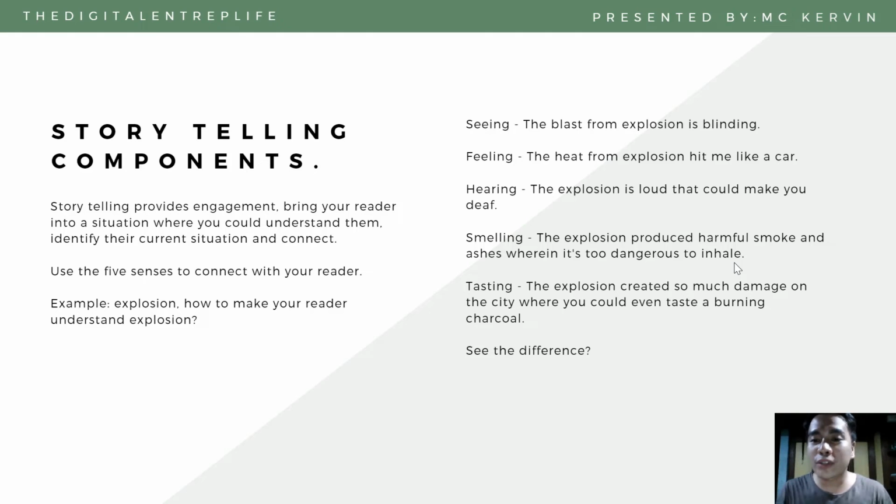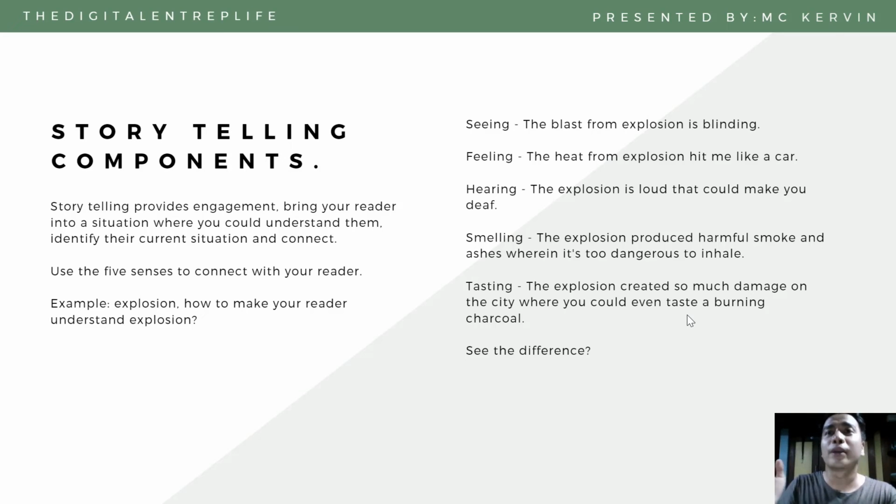The explosion created so much damage on the city that you can even taste burning charcoal, right? So what is the keyword here? Taste. It's basically a combination of different senses in order to create a storytelling that definitely rocks as well as wins the reader's heart. So this is how you create the best storytelling or engaging content using the power of these five senses, or the five components of effective storytelling. And this is how you're going to do it.